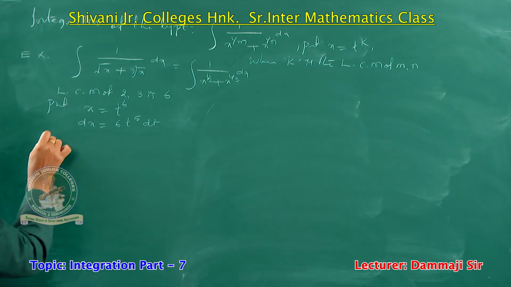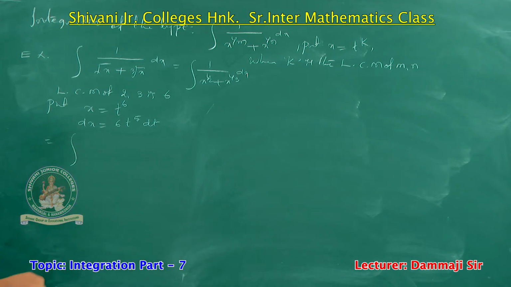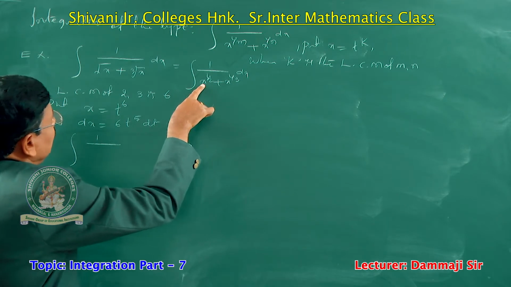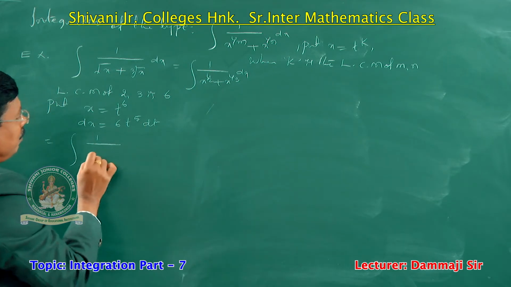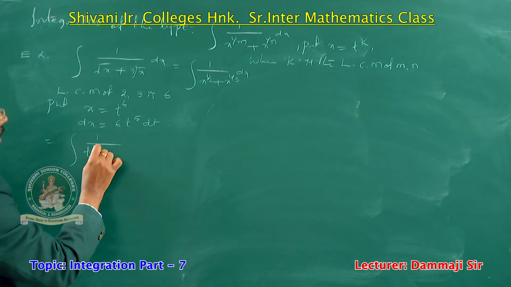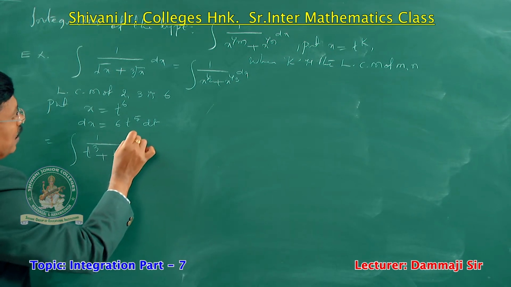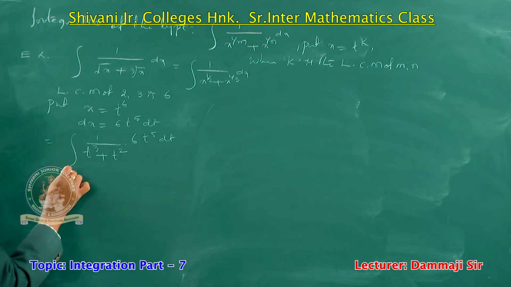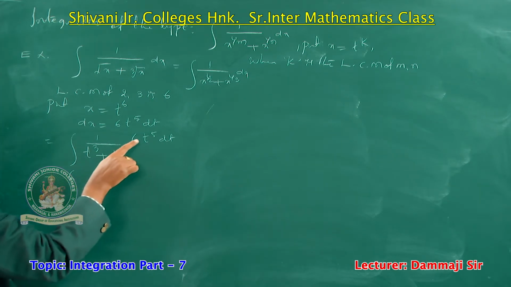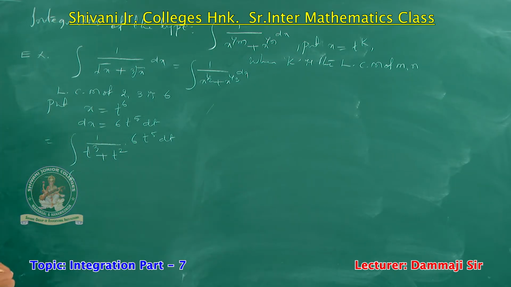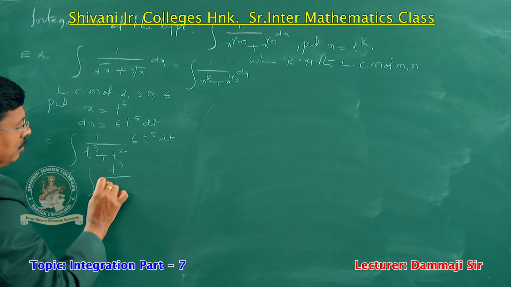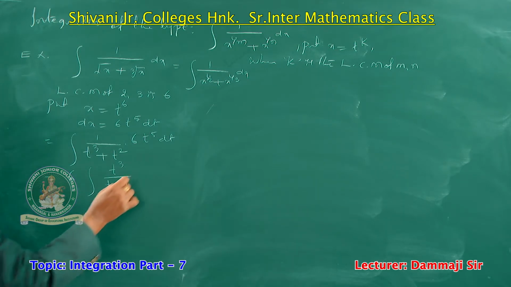Next, the change of the variable to t. x is equal to t power 6, so x power 1 by 2 is t cube. Next, t square times 6 t power 5 dt. The common factor t square gets cancelled, we will do the oral calculation. We have t cube by t plus 1 dt.